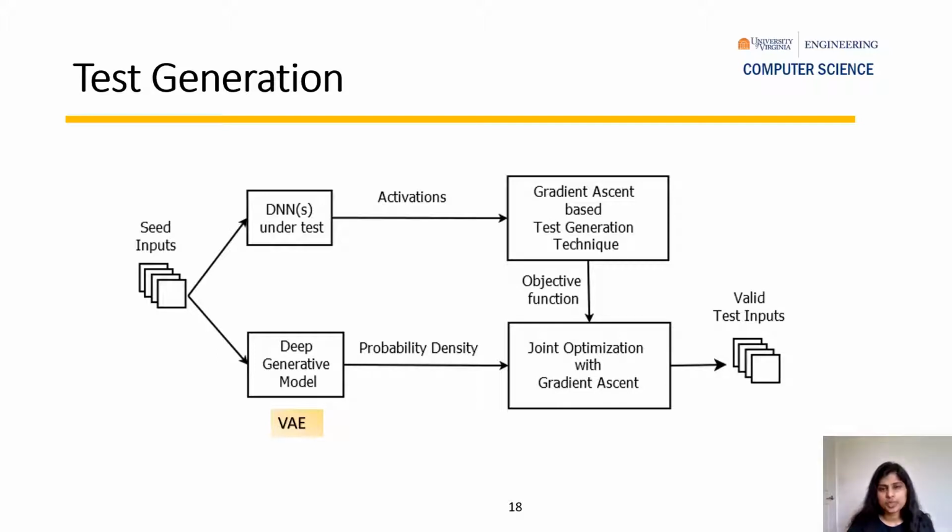We use two objective functions. One is the reconstruction probability of the test inputs. The other is the gradient descent-based test generation technique's objective function. Multiple objectives are solved using gradient descent to generate valid test inputs. We use DeepXplore as the baseline test generation technique in our evaluation. So the objective now becomes neuron coverage plus the goal to make the model mispredict plus the probability density output of the variational autoencoder.